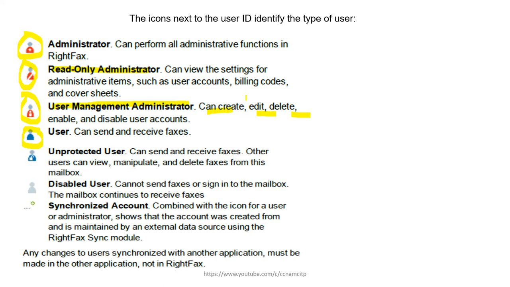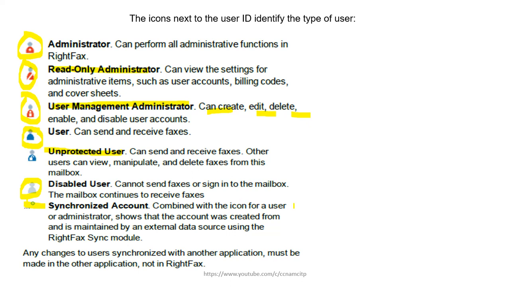Here, apart from these four users, there are some more. One is unprotected. Unprotected can send and receive faxes. Other users can view, manipulate and delete faxes from this mailbox. And disabled users cannot send faxes. And for a synchronized account, combined with the icon, you can see it has a green plus here. It has a different icon.